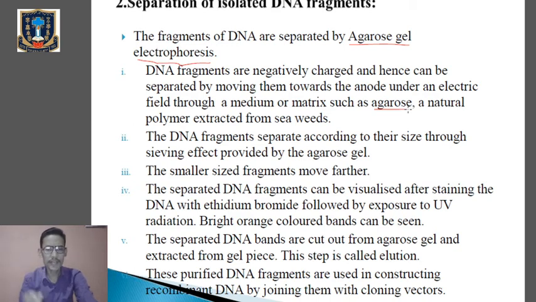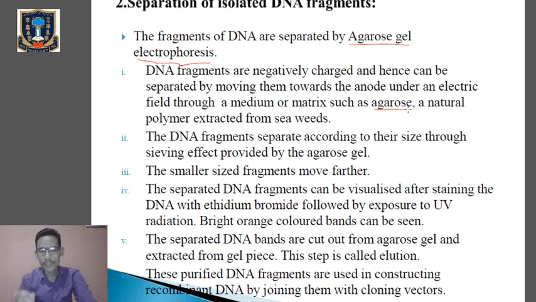So the first step is that the DNA fragments are negatively charged and hence can be separated by moving them toward the anode under an electrical field through a medium or matrix such as agarose. The charge of the DNA is negative, so it moves towards the positively charged anode, because the positively charged anode will attract the negatively charged DNA fragments. The DNA fragments will separate according to their size. The smaller fragments will move the farthest distance.